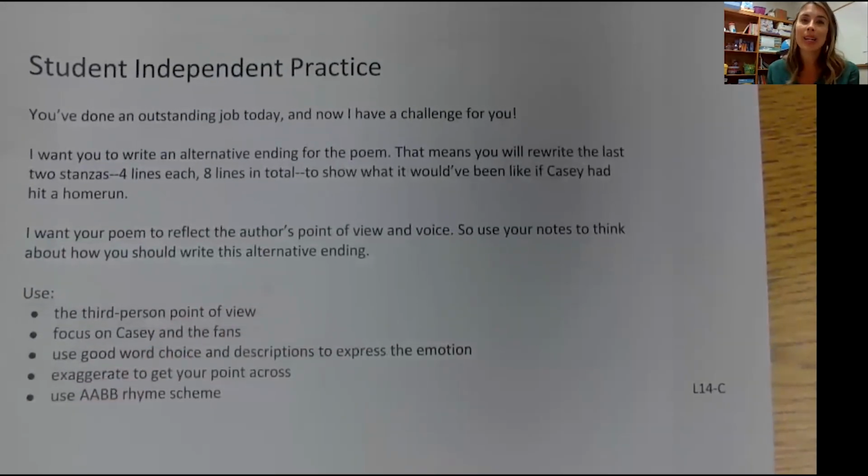As always, I enjoyed working on this narrative poem, Casey at the Bat, with you today. I can't wait to hear all about your alternative ending when Casey actually hits the home run.